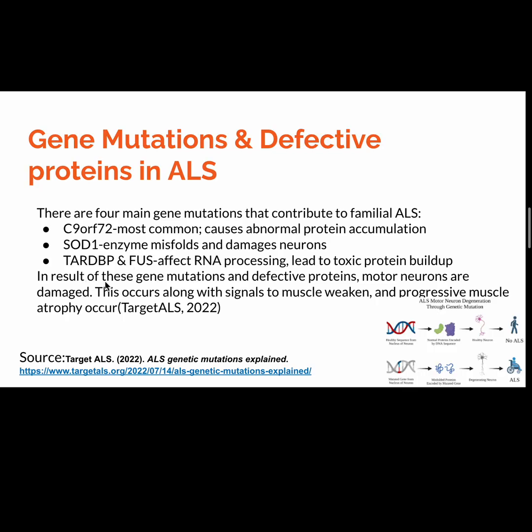TARDBP and FUS affect the RNA processing, unlike the mRNA. It's just the RNA processing, which leads to toxic protein buildup. As a result of these gene mutations and defective proteins, motor neurons are damaged. This occurs along the signal to muscle, and weakness and progressive atrophy occur.